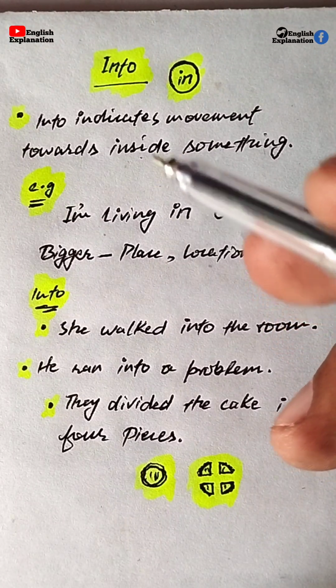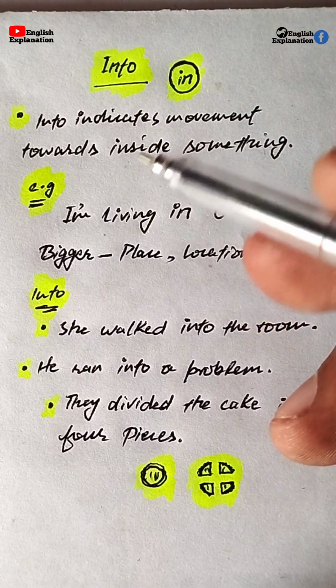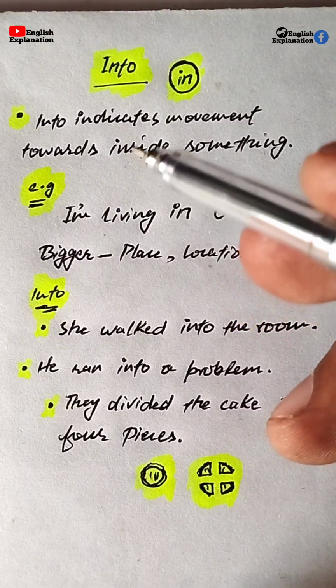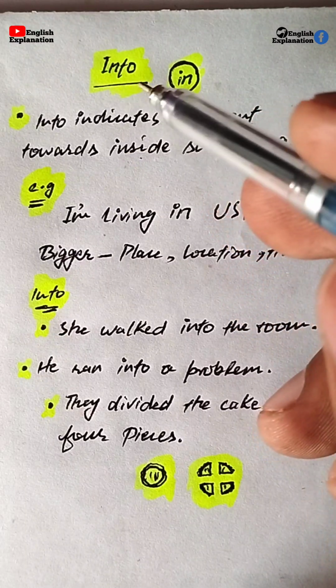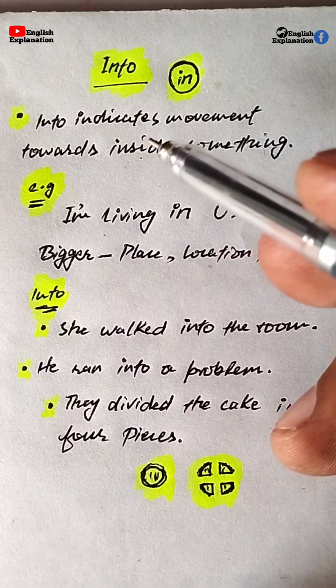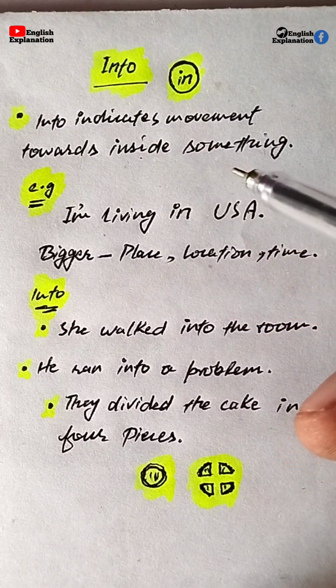Today we will talk about prepositions into and onto. What is the difference between them? So let's talk about preposition into. Into indicates movement towards inside something.